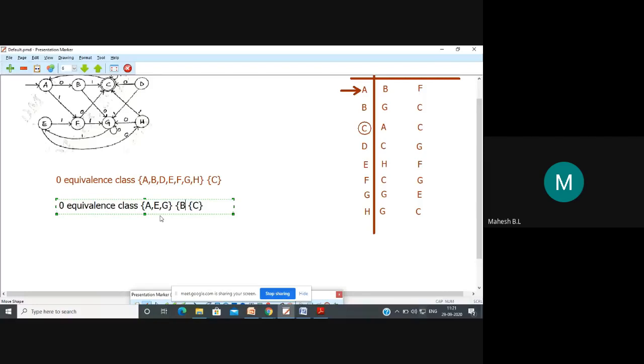B, D, F, H. These are in a separate class. B, you see, G, C. D is in one class, C is in another class. D: C, G again. Then F: C, G again. Then H: G, C. So again, as you can see, we can partition this, but we'll consider it later. Okay. So this is one equivalence class.